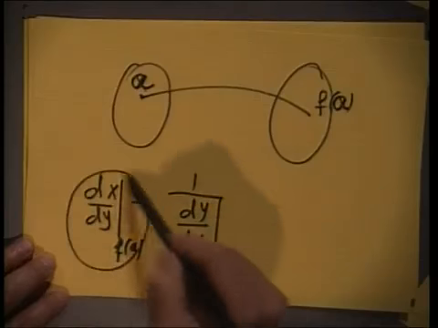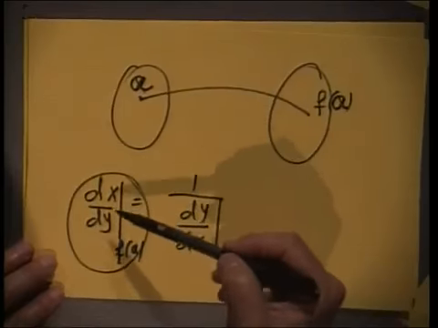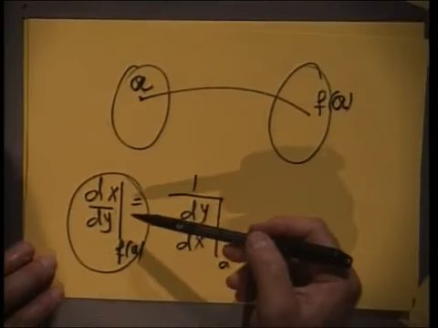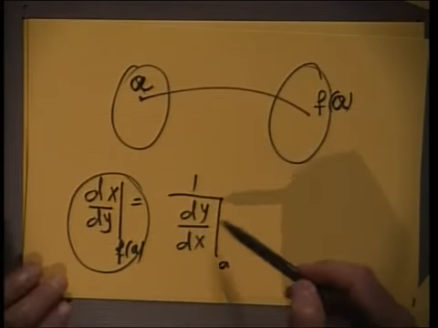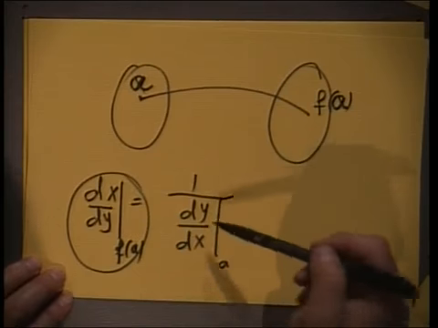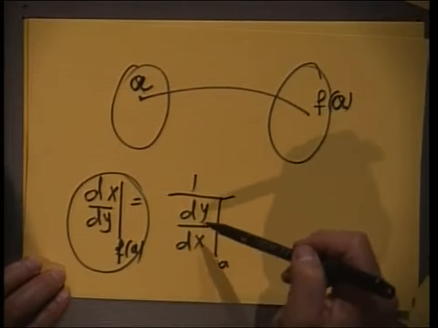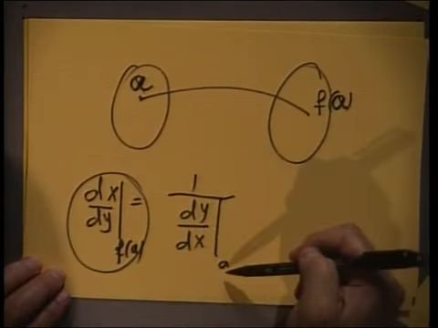dx by dy is equal to 1 over dy by dx. This is what? This is the tangent of the angle of inclination of the tangent with respect to the x-axis at the inverse function, whereas this one is 1 over the tangent, or the cotangent, of the angle of the original function at the point a.